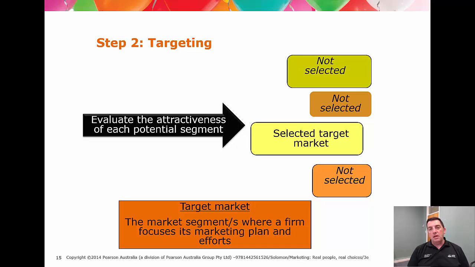Step 2 in the process is targeting. So this is where you decide which segments you've got to target. You've identified who you might be segmenting, or what segments you've got to go after, from step 1. And now step 2 is what segments do you actually target, and how might you target them, and what are the reasons behind doing so.